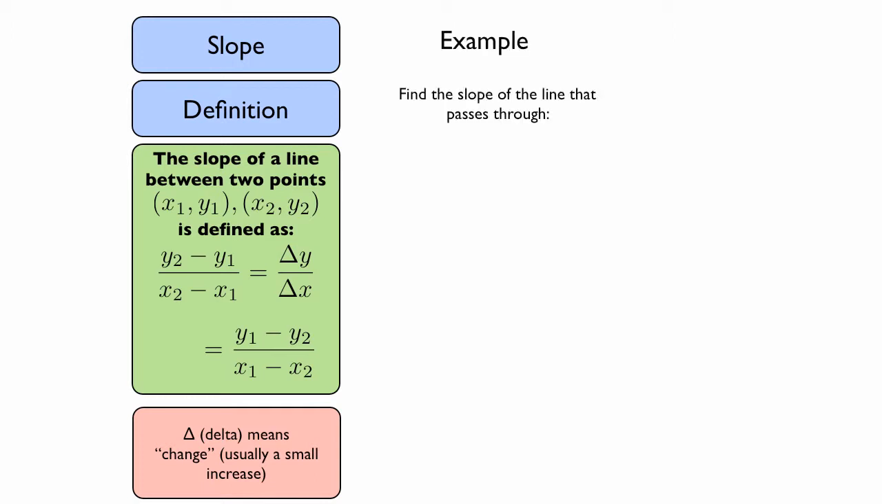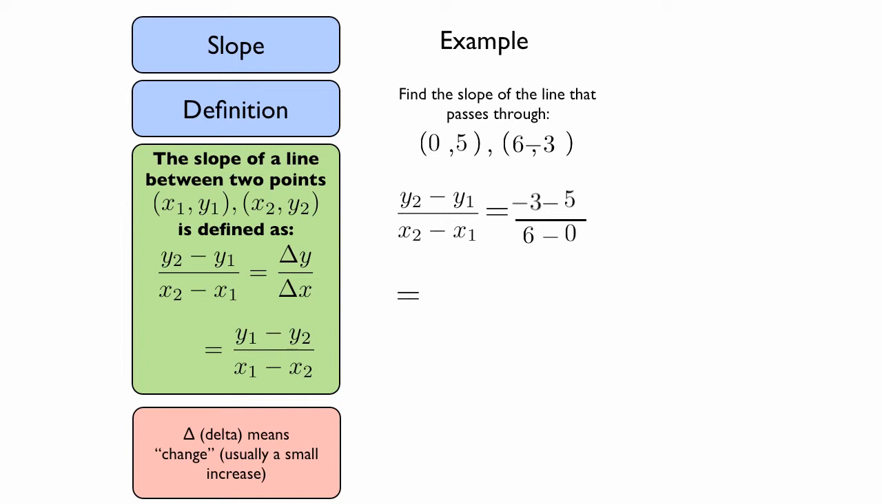Here's an example. Find the slope of the line that passes through 0, 5 and 6, negative 3. So here's our formula for the slope, and we just insert values into the formula. So we have y2, y1, x2, and x1. We simplify, we get negative 8 over 6, which is equal to negative 4 over 3. So the slope of the line that passes through those 2 points is negative 4 over 3.